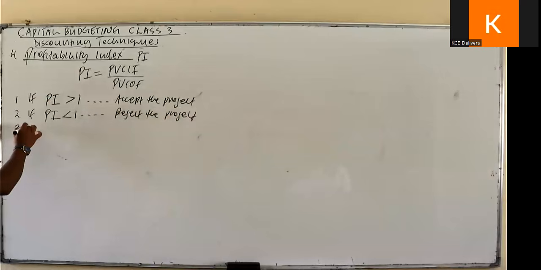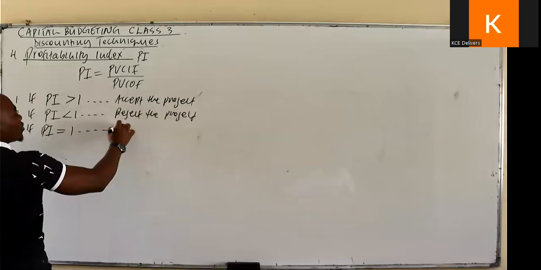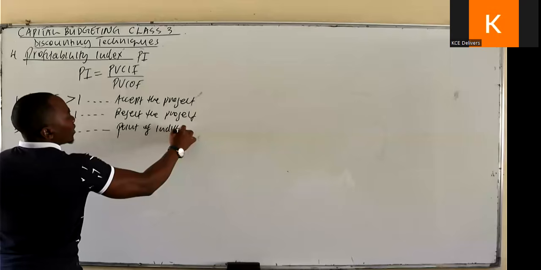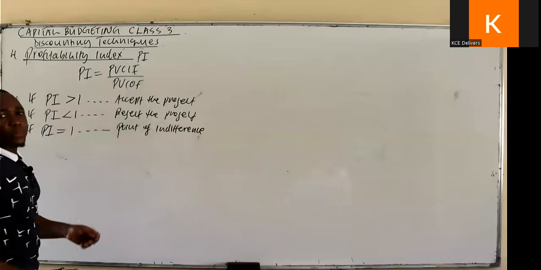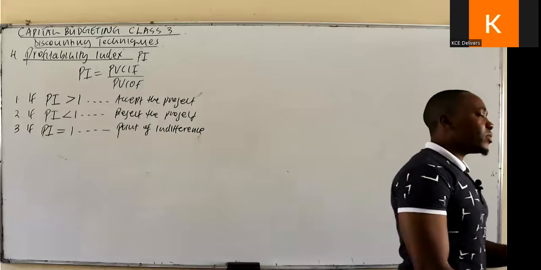Number three, if the profitability index is equal to 1, that means the inflow and the outflow are the same. That means the NPV is 0. That's what we call the point of indifference. You can either accept or reject that project, since NPV is 0 or the inflow and the outflow are the same.